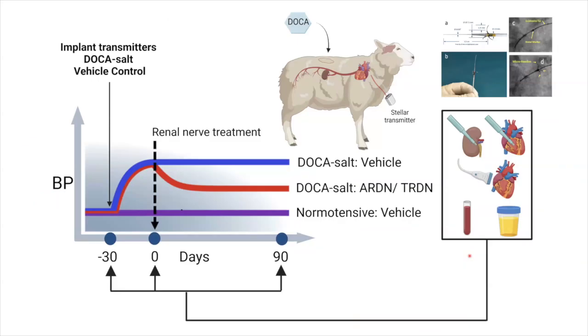So the idea here then was, let's basically try to reproduce what we've done in rats and mice. So the sheep are instrumented with DOCA and the transmitter, allowed to develop hypertension for about a month, then do either total denervation or afferent denervation and follow them out.